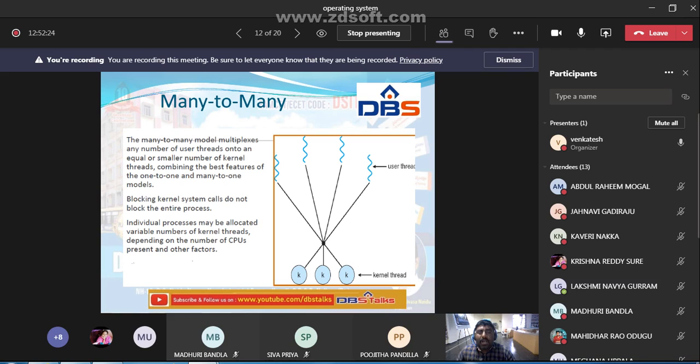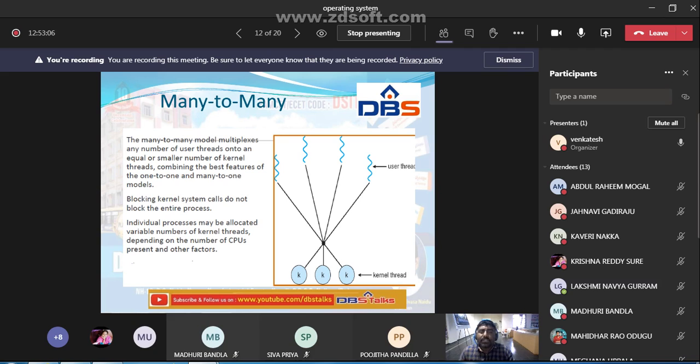Many to many means, for example, here 4 user threads and only 3 kernel threads. There is no need to have 4 kernel threads. If you see this diagram, these 3 kernel threads execute the 4 user threads. In one to one, to execute a single user thread we need exactly one kernel thread, but this representation is many to many.